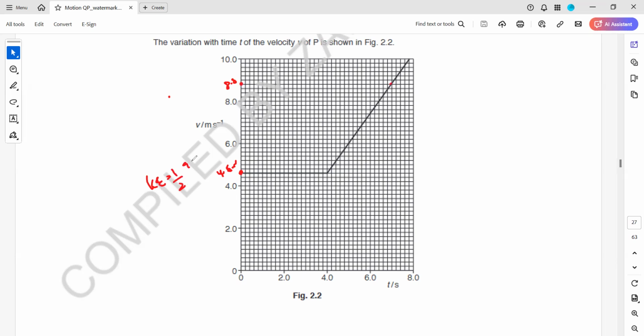The mass of the glider was given as 95, and the speed is 4.6 squared. And here the kinetic energy will be half times the mass 95 times the speed 8.8 squared. And we just take the difference of the two energies, the kinetic energy at the beginning and at 7 seconds. That will give us the change in the kinetic energy.